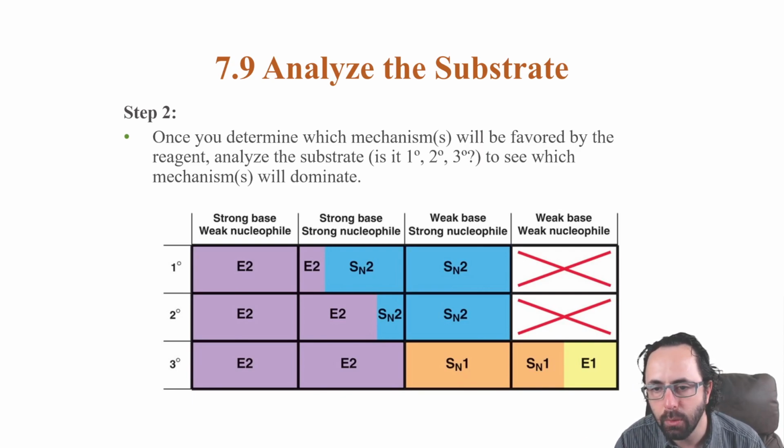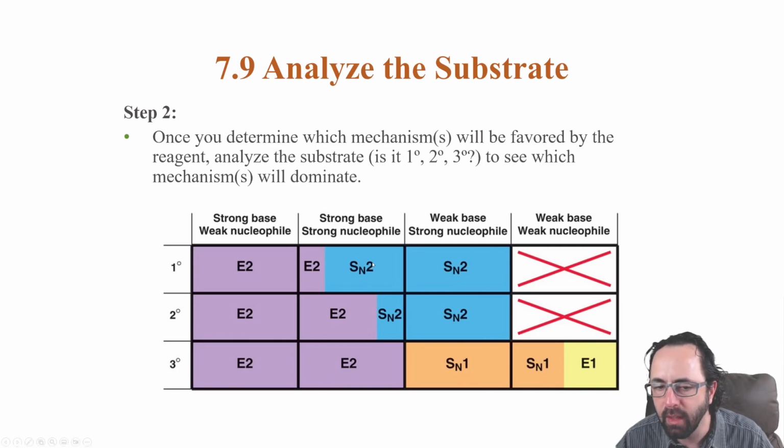None of these reactions will go without a good leaving group, especially not SN2 and E2. And then when it comes to solvents, we're going to see that polar protic solvents are going to favor the SN1, E1 reactions. But if we have a strong base and a weak nucleophile, we'll only get E2 reactions, no matter the substrate. However, if we have a strong base and a strong nucleophile, then we'll have a competition between E2 and SN2.